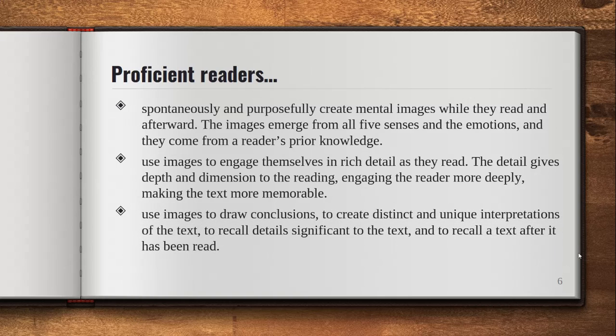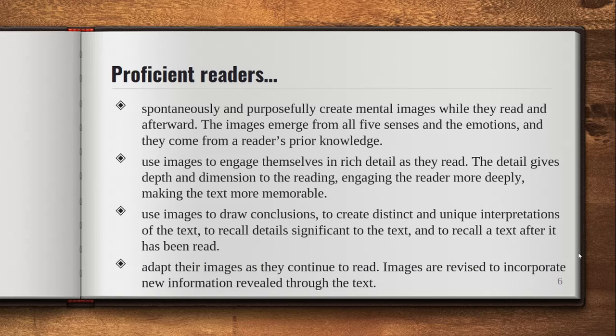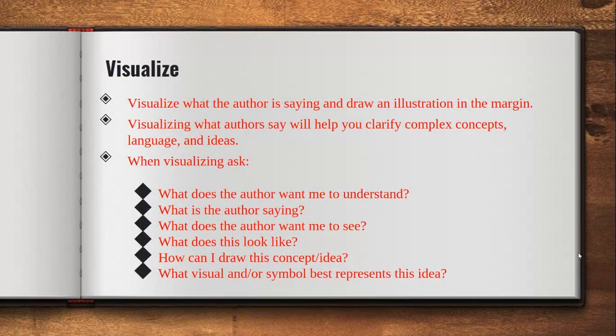And proficient readers also use images to draw conclusions, to create distinct and unique interpretations of the text, to recall details significant to the text, and to recall a text after it has been read. And finally, proficient readers adapt their images as they continue to read. Images are revised to incorporate new information revealed through the text.